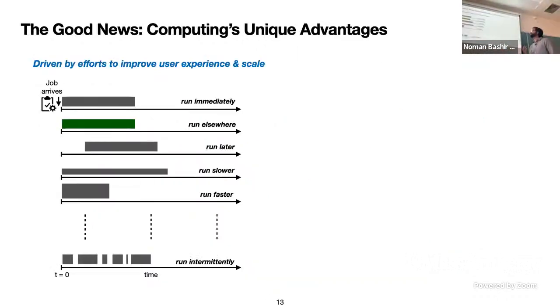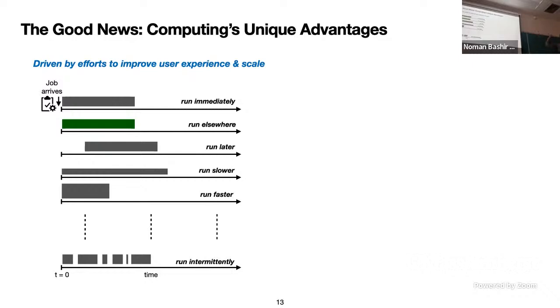So how do we exploit that? I think computing has very unique advantages. In order to improve user experience and scale really well, computing has done quite a lot of things that are very beneficial when it comes to exploiting the variability of clean energy. So one thing, let's say a job arrives right now. You have so many options on how to execute that. You can run it immediately.